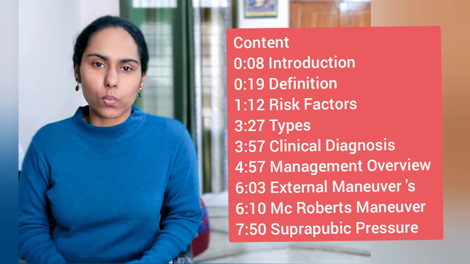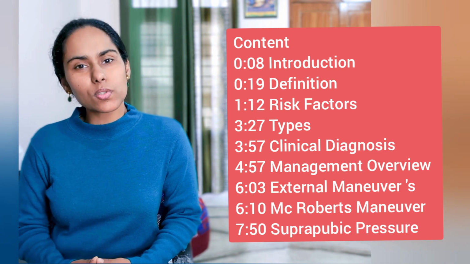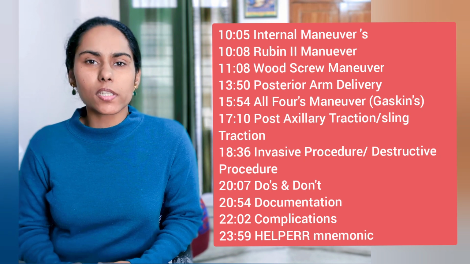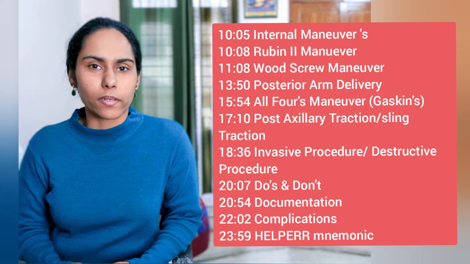This video is on shoulder dystocia. Shoulder dystocia is an obstetrical emergency that affects nearly 0.6 to 1.4% of all pregnancies. It can be both unpredictable and unpreventable.